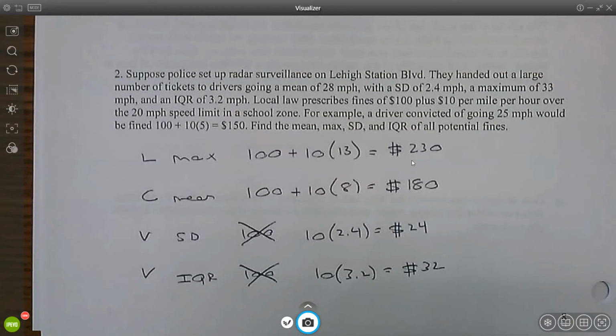So hopefully this video helps kind of clear up some of those questions as far as when to perform the operations depending on the set of data to the mean, standard deviation, etc.